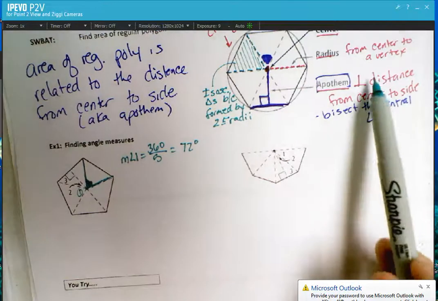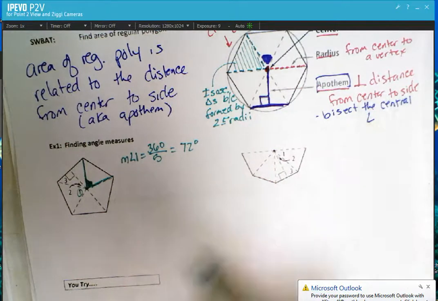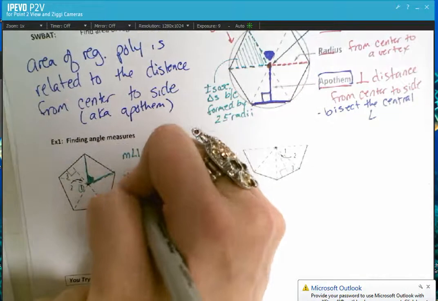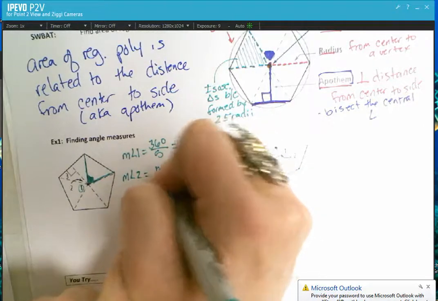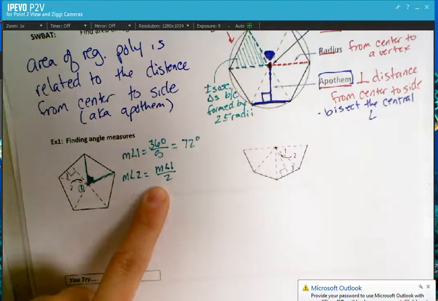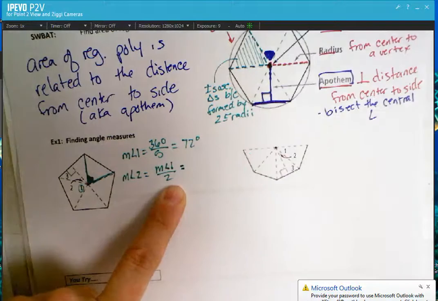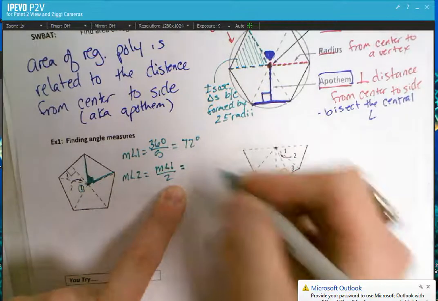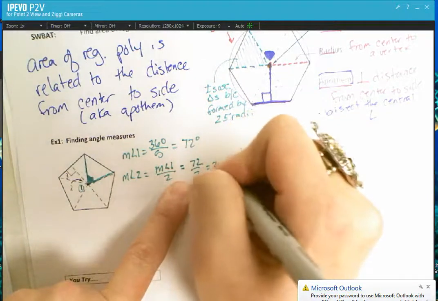We know that the apothem bisects the central angle. So we know the measure of angle 2 is going to equal the measure of angle 1 divided by 2, or 1/2 of the angle 1. That's going to equal half of 72, which is 36 degrees.